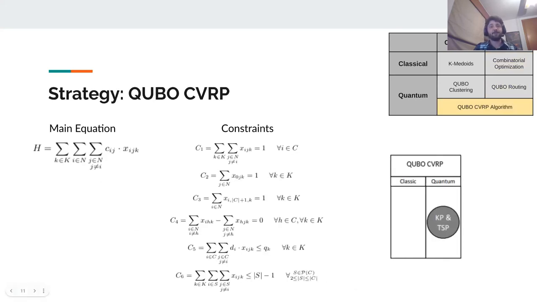We have also developed a fully quantum algorithm which attempts to solve the CVRP problem as a whole instead of splitting it into different phases. The solution space that this algorithm needs to search is much, much larger than the one searched by each of the different parts of the hybrid algorithm. The main equation of this formulation is relatively simple. It attempts to minimize the distance traveled by each vehicle. However, it is subject to a multitude of constraints, which are needed to ensure that the solutions obtained by the main equation respect the requirements and constraints of the aforementioned CVRP problem.